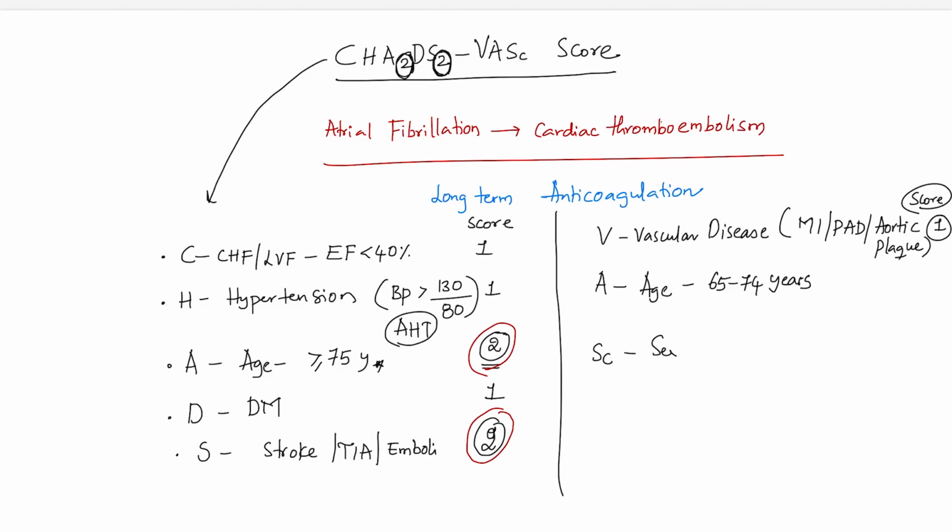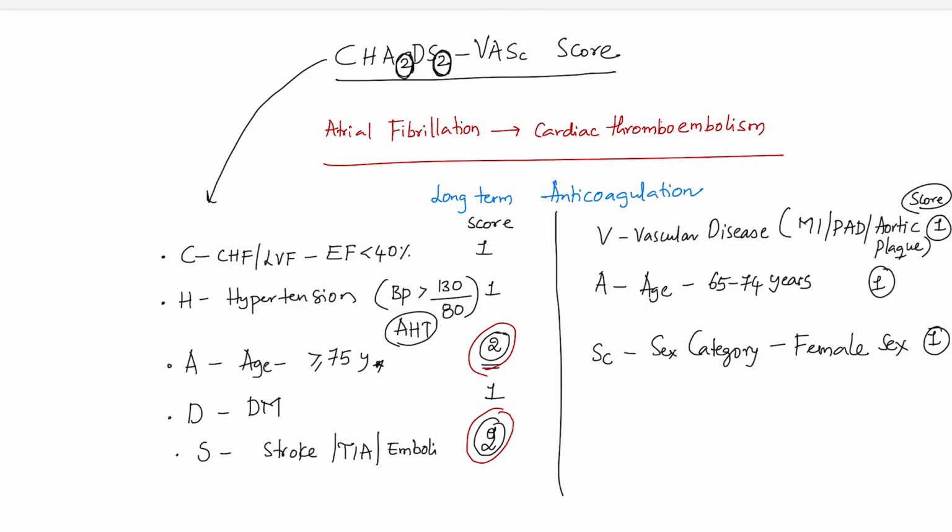Now SC means sex category. Female sex has higher risk. So if there is a female patient, you give one more score of 1. So score 1, 1, 1. So overall, if you calculate, how many parameters do you have? 5 plus 3, 8 parameters. Okay, and the total score here is near to 10.